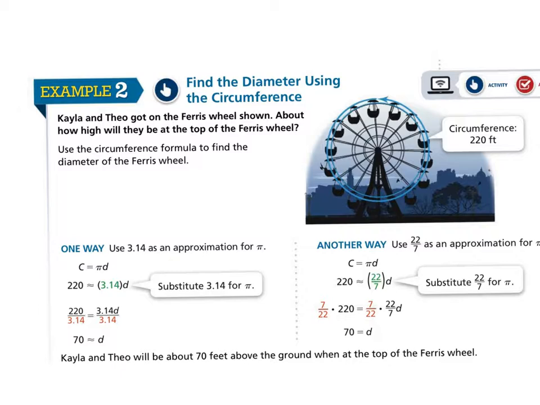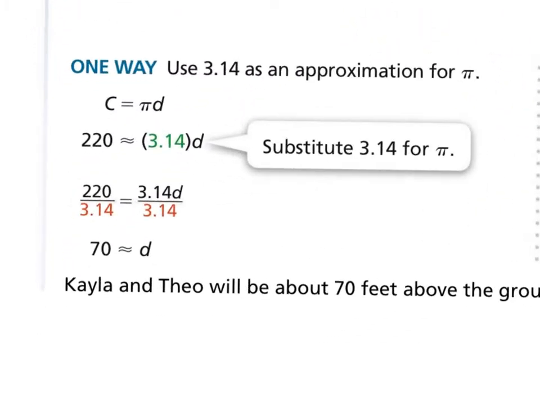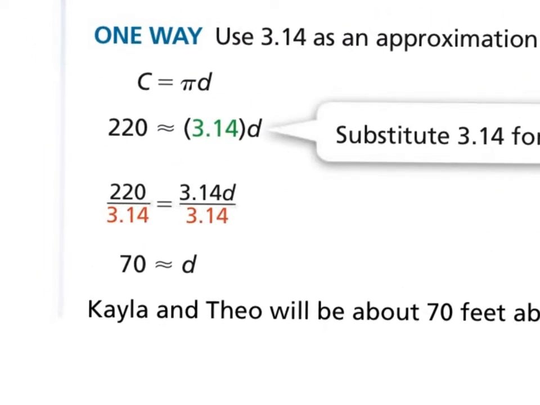So this is a little bit different setup than what we've been doing. So this time we know the circumference. This is why if we get used to using formulas, that'll make things easier for you. So circumference is 220. We start by writing our formula and then just substitute. Circumference is 220. Pi, let's say, is 3.14.